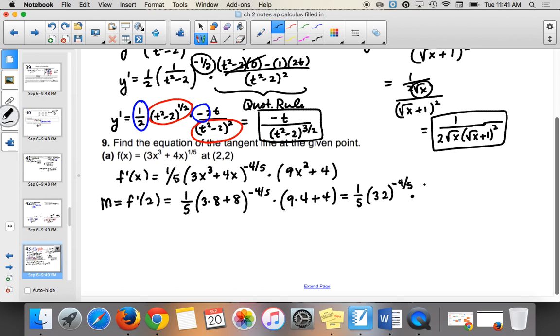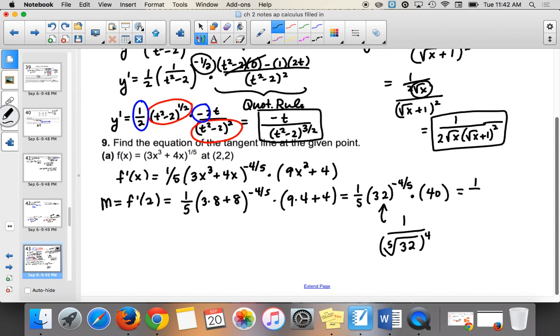So I know this breaks your heart, but as I've told you, 2/3 of the AP Calculus test is non-calculator. So you need to know how to do this without a calculator. So if you have 32 to the negative 4/5, this is why we do these things in Algebra 2 and Pre-Calc and so on. So what that means is 1 over the 5th root of 32 raised to the 4. What does that become? 1 over 16, exactly.